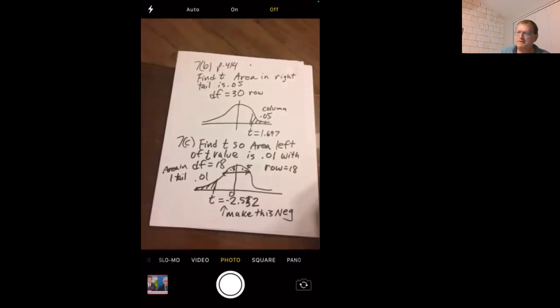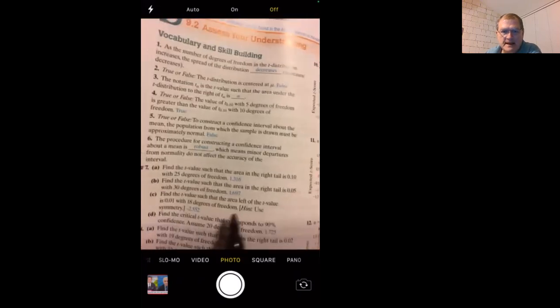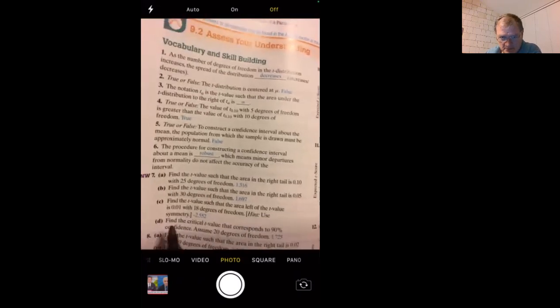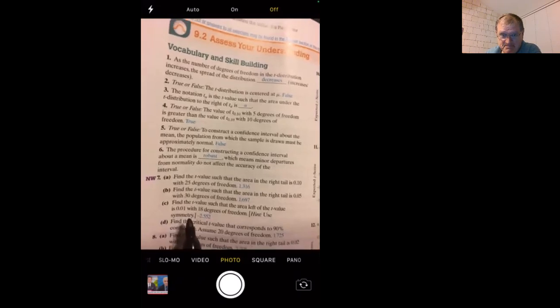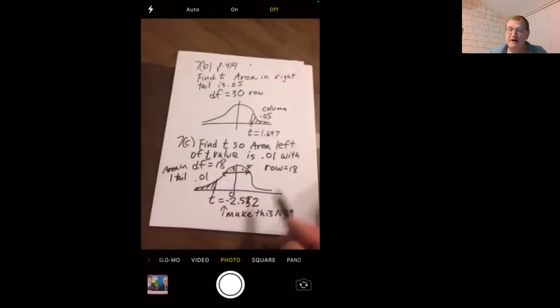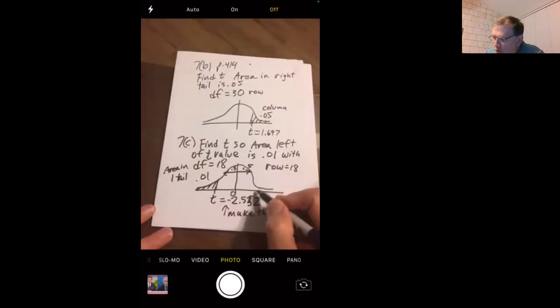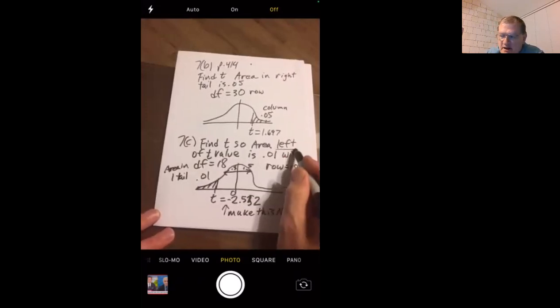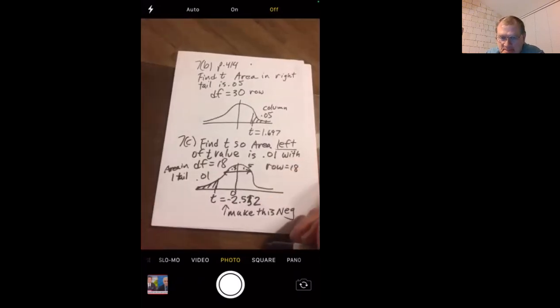And so if your picture says you're on the negative side, you've got to make this negative. That's what they're telling you if you read their hint. Hint, use symmetry. So in effect, the table's almost assuming you're on the right side with 0.01, but it clearly said left, and that's going to make it negative. Questions about that? I'm good.